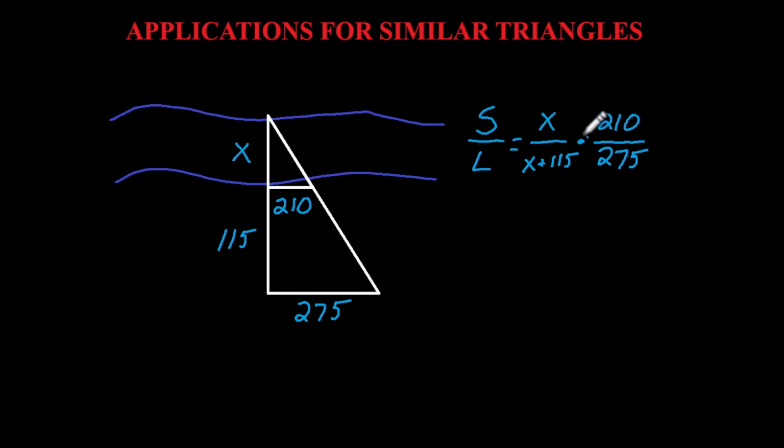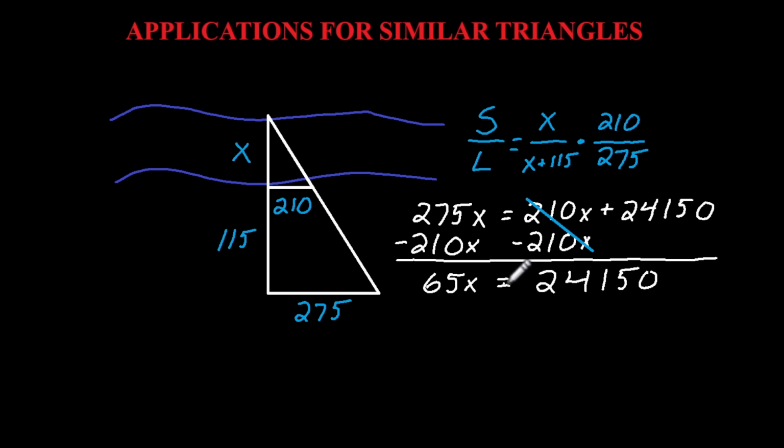Now, in order to solve this, we simply use cross products, and the cross products give us 275 times x, and then in the other direction, that's going to be set equal to 210 times x, it's 210x, and 210 times 115 is 24,150. Now we just solve the two-step equation. First thing I want to do is subtract 210x from both sides. Leaves us with 65x equals 24,150. Then I divide both sides by 65, which gives us approximately 372 feet.